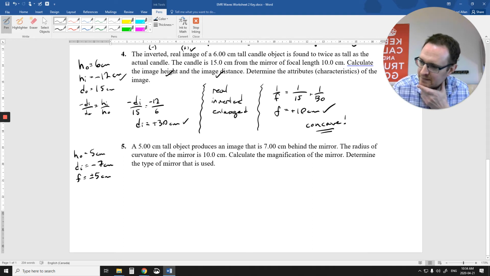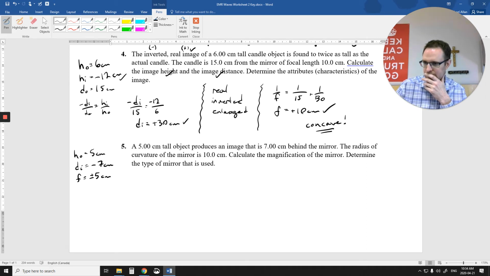So I want to figure out, is it a plus or minus? I don't know which one of those two pieces it is. Calculate the magnification and determine the type of mirror used. So this is a tricky question. So how do we think we're going to do this question?